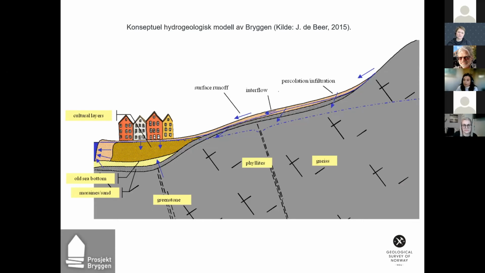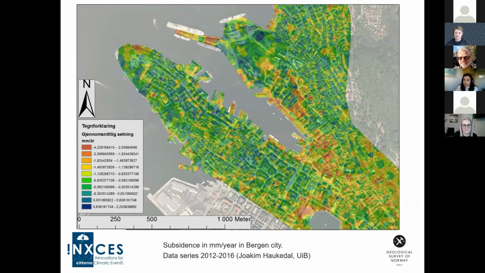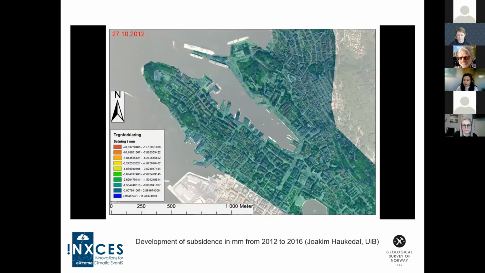And here's a schematic of the Bryggen area, where you have the bedrock, you have the drift deposit, and then you have the cultural layers. And they are up to 10 meters deep and extremely sensitive to exposure to air, where the organic layers decompose. And to show how much subsidence, we compiled the data from 2012 to 2016.